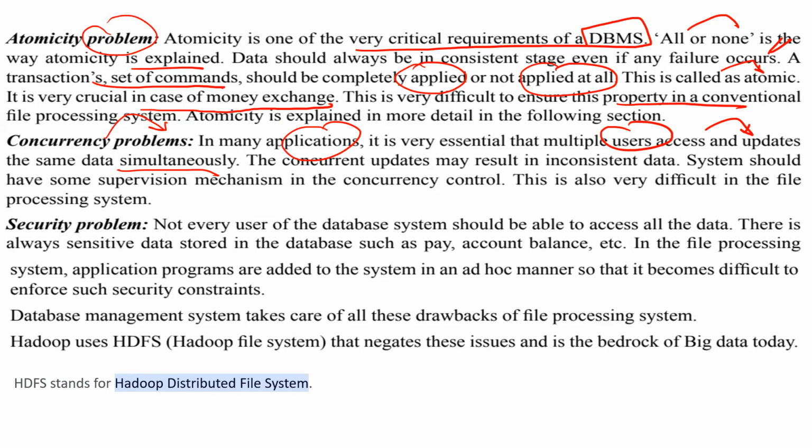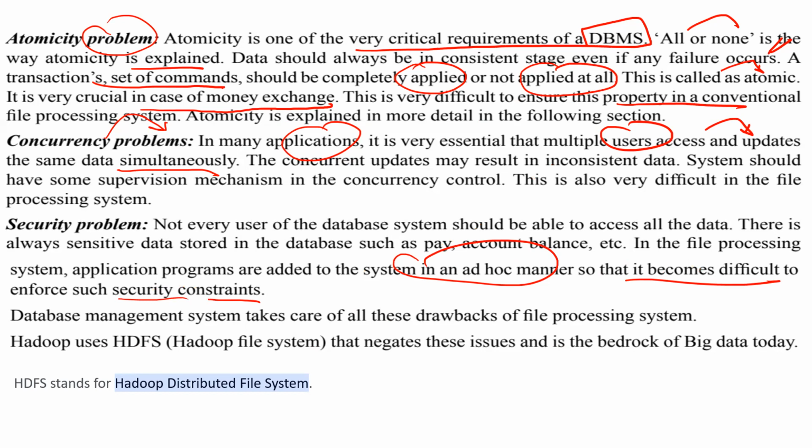Security problem. Not every user of the database system should be able to access all the data. There is always sensitive data stored in the database, such as pay, account balance, etc. In the file processing system, application programs are added to the system in an ad hoc manner, so it becomes difficult to enforce such security constraints. Clear? So in the file processing system, it is also difficult to enforce the security constraints. That is the safety of the data. There is not that much safety in the file processing system.